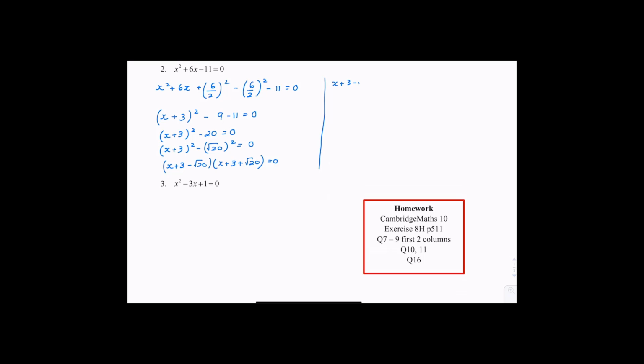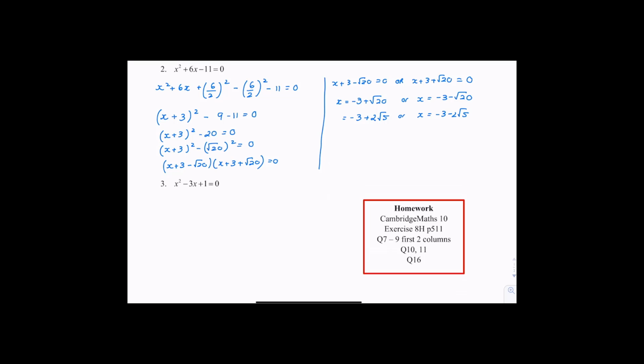I get x plus 3 minus √20 equals 0 to find my solutions, or x plus 3 plus √20 equals 0. So I get x equals -3 plus the square root of 20, or I get x equals -3 minus the square root of 20. Now the problem with the square root of 20 is that it can be simplified. So this is -3 plus, and that simplifies to 2√5, or x equals -3 minus 2√5.